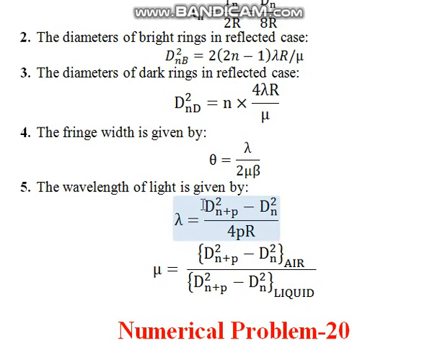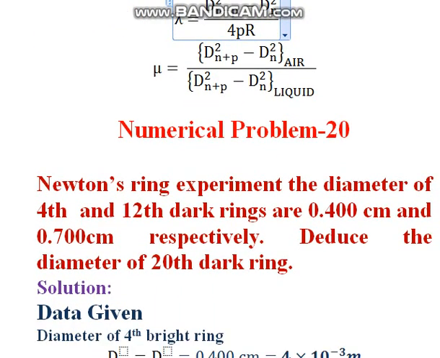And D(n+p) is another higher order diameter of the ring. Here p is the gap of the order between D(n) and D(n+p), and capital R is the radius of curvature of the plano-convex lens, and lambda is the wavelength of light incident normally on the Newton's ring arrangement. Now let's see numerical problem 20.